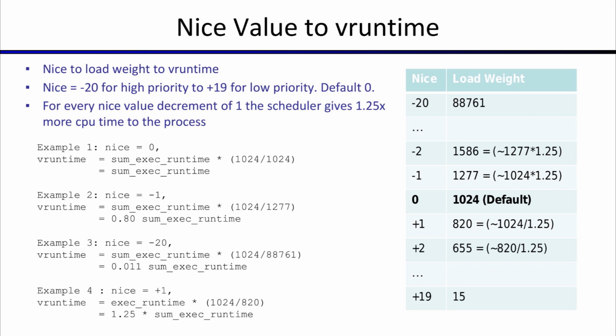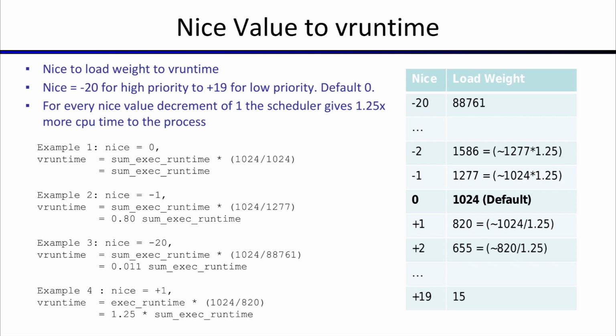Now the execution runtime will be multiplied by 1024 divided by 88,761, which is about 0.011 times the execution time that you already had. Similarly, if you go in the opposite direction, in example 4, we can see the nice value is +1. So it'll start going in the reverse direction. The vruntime will actually show more than the actual CPU time that you had on the process. So that's how the vruntime is calculated.